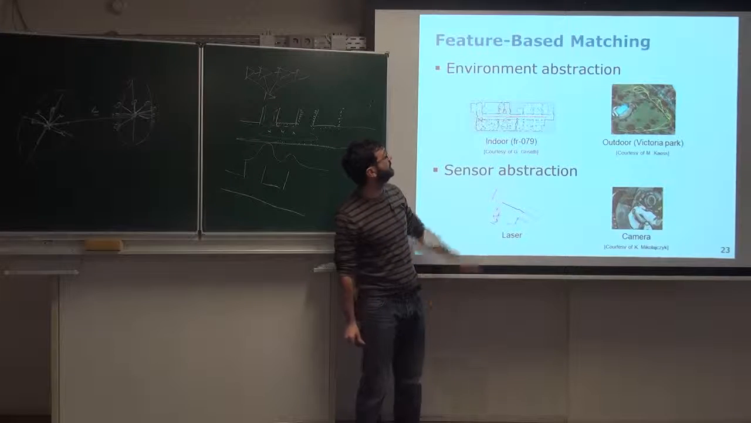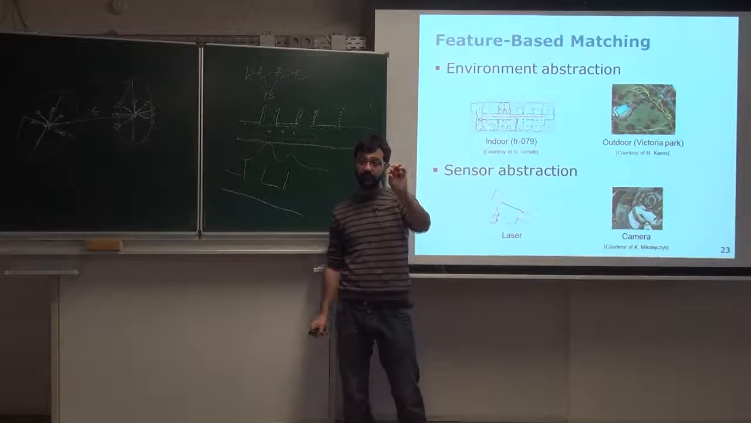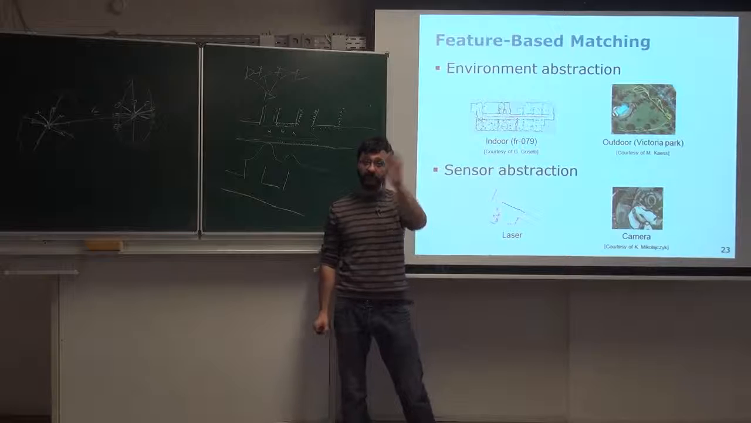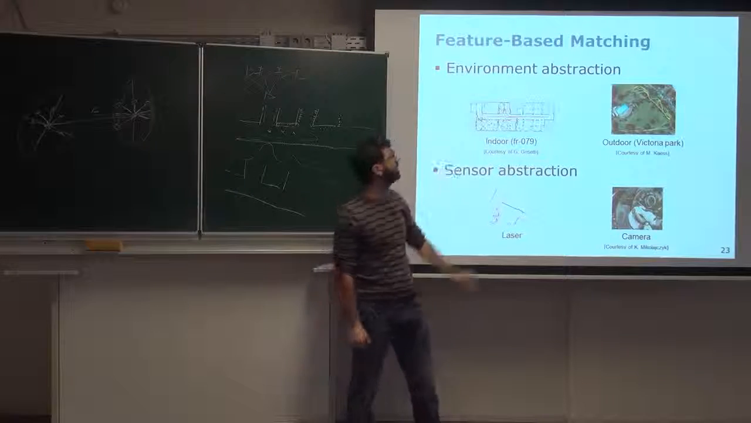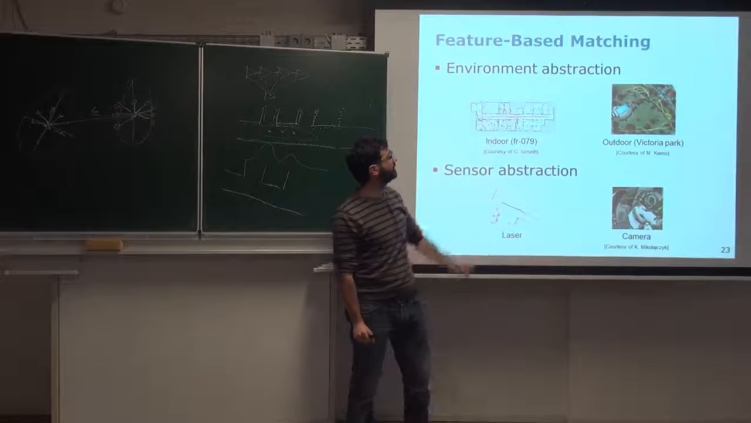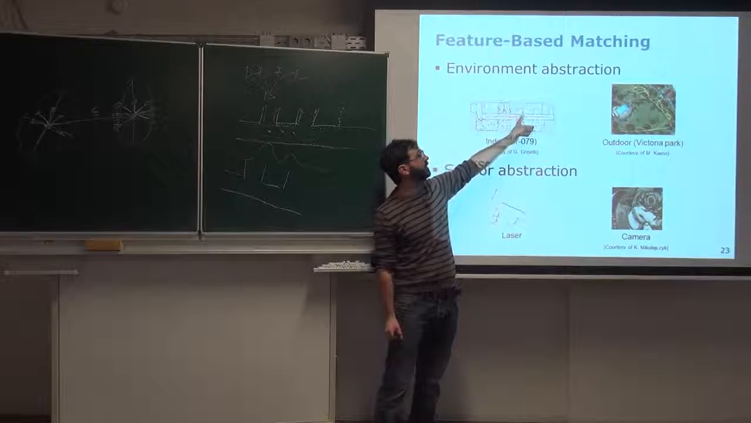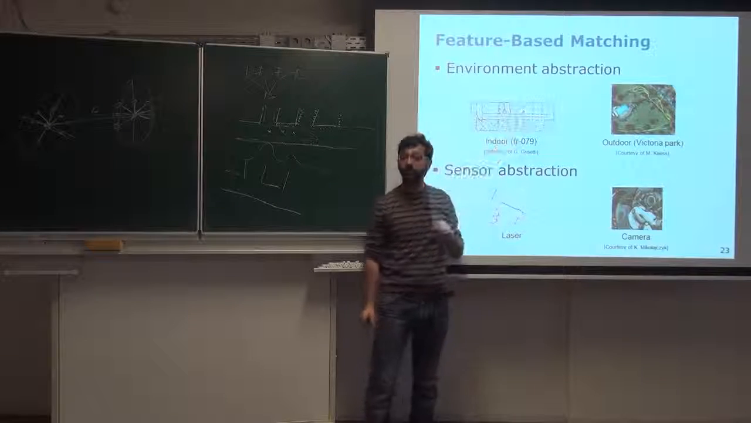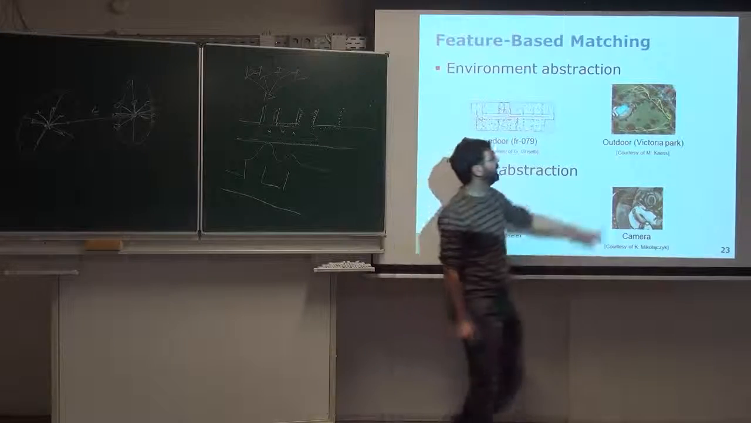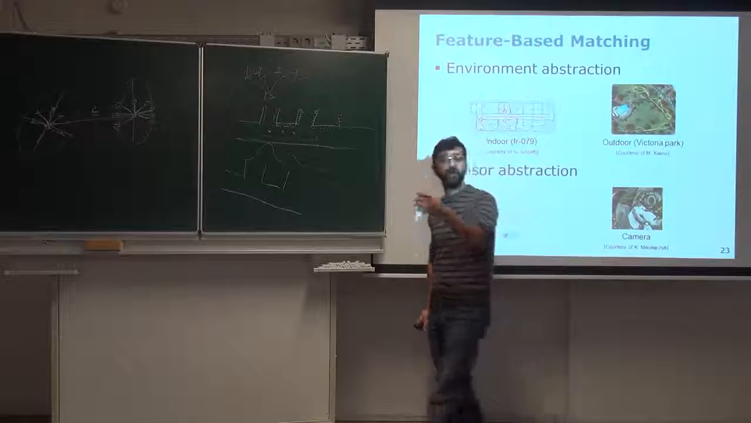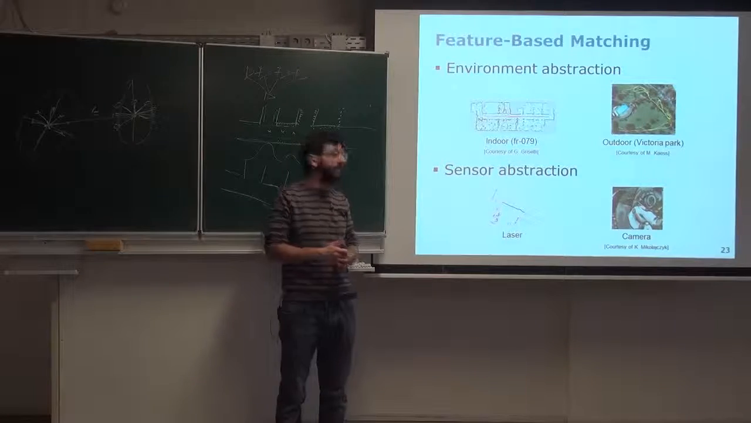By feature-based, we say that features are point-wise elements in the sensor data, so we just treat them as a point, and they have an associated descriptor. So we can do environmental abstraction, because here we have a very dense indoor environment where features might be the corners or some gaps or isolated pillars and so on. Or we can go outdoor, where features are just tree trunks or might be poles or pillars and so on.